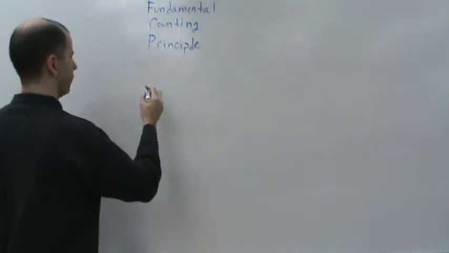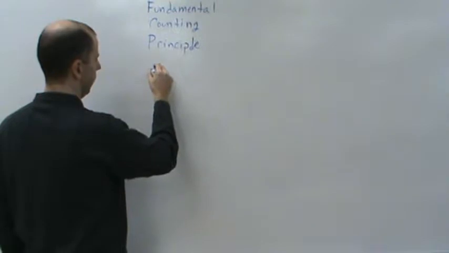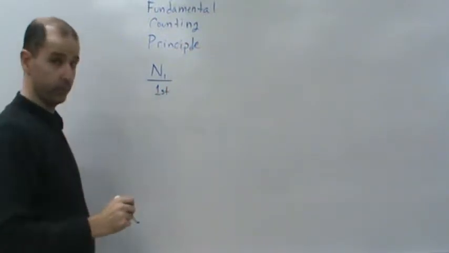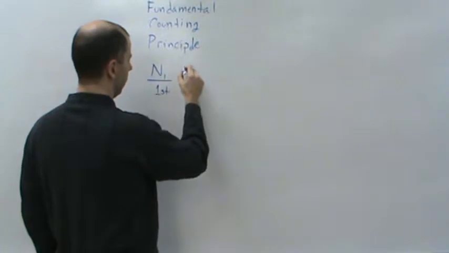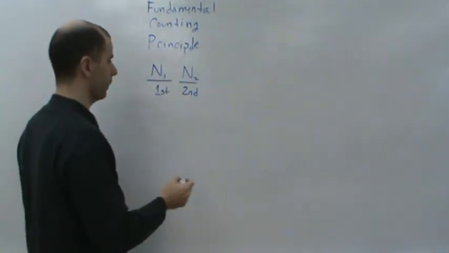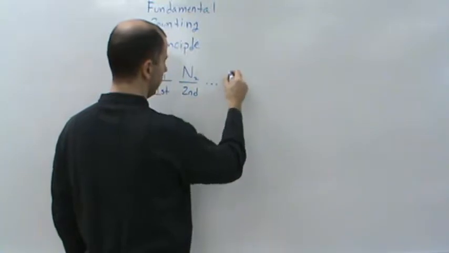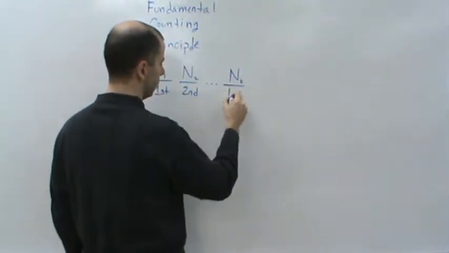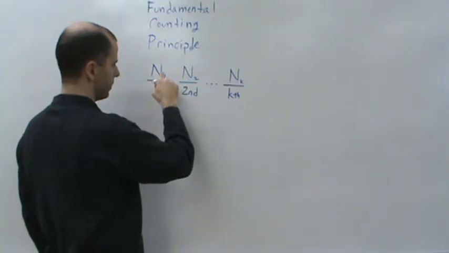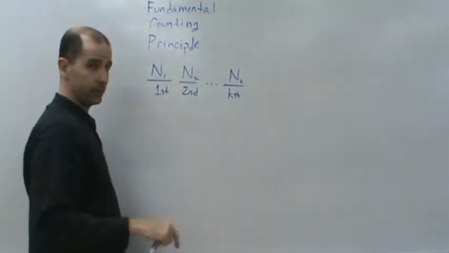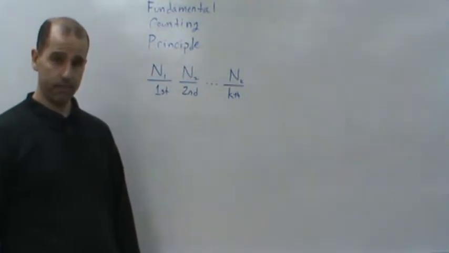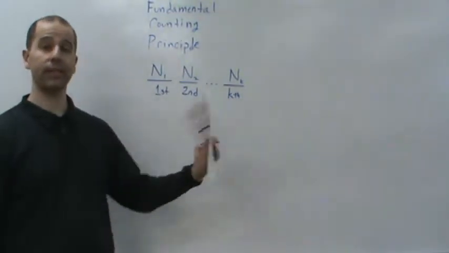basically says this: if I have n sub 1 ways of completing the first step, and I have n sub 2 ways of completing the second step, and then I have n sub k ways of doing the kth step, so these are all distinct steps, and there's n sub 1 ways of doing the first one, n sub 2 ways of doing the second step, all the way down to n sub k ways of doing the kth step, how many different ways can I complete this process?